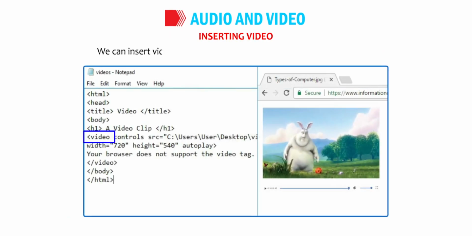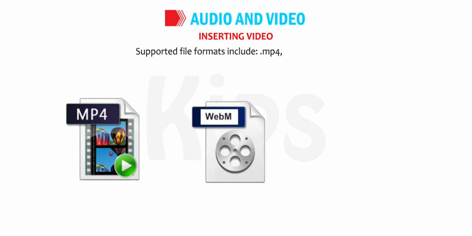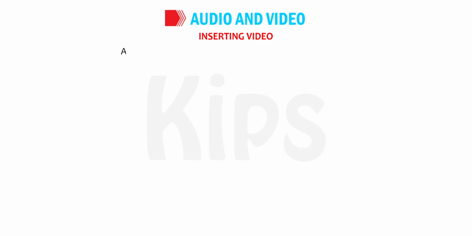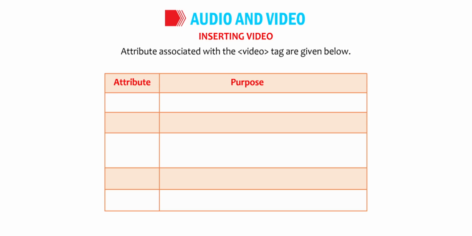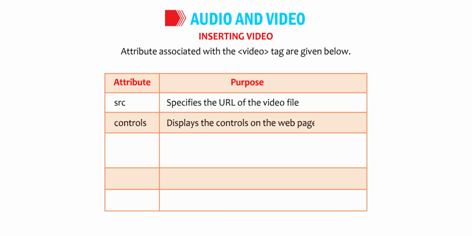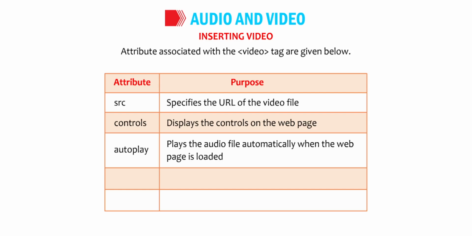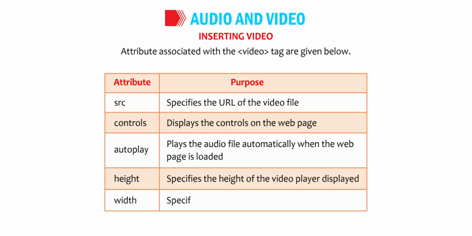Inserting video. We can insert video files in HTML pages with the help of the video tag. Supported file formats include MP4, WebM, and .ogg. Attributes associated with the video tag are given below. src specifies the URL of the video file. Controls displays the controls on the web page. Autoplay plays the video file automatically when the web page is loaded. Height specifies the height of the video player displayed. Width specifies the width of the video player displayed.